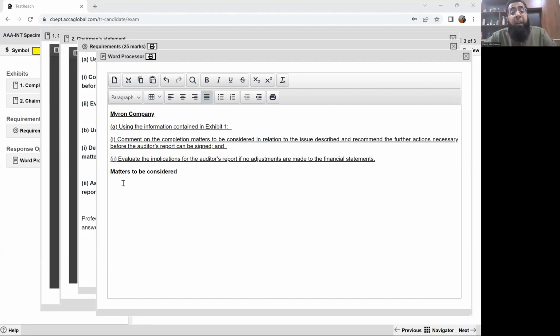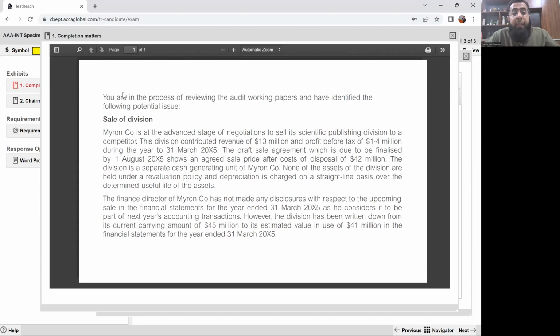So now we will refer to Exhibit 1 again because Part A has to be attempted through Exhibit 1. We have read this exhibit earlier also, but now we will refer to it in more detail so that we can identify the issues which have to be included in our answer.